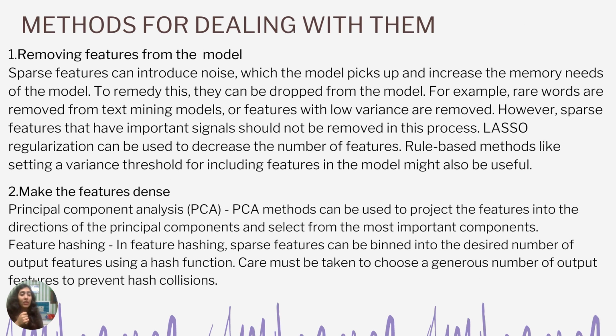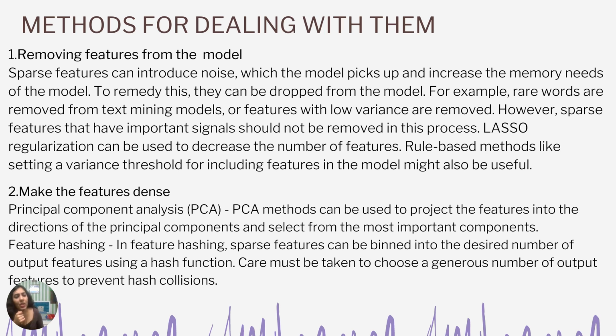Here are some of the methods for dealing with them. Firstly is removing features from the model. Sparse features can introduce noise, which the model picks up and increases the memory needs of the model. To remedy this, they can be dropped from the model. For example, rare words are removed from text mining models, or features with low variance are removed.